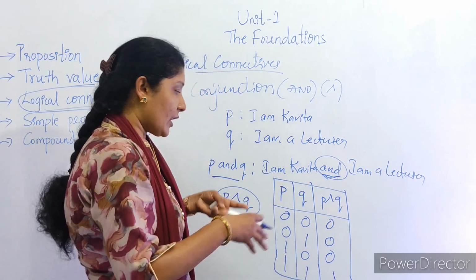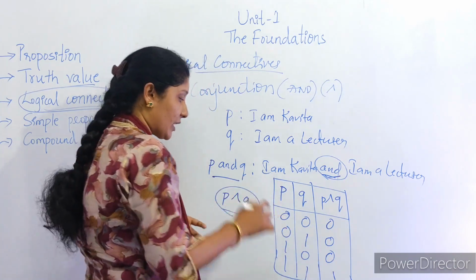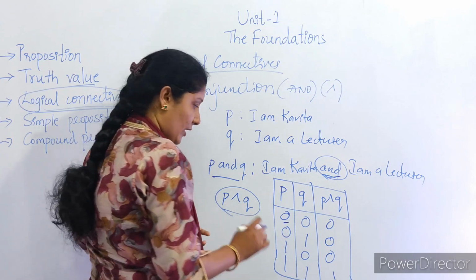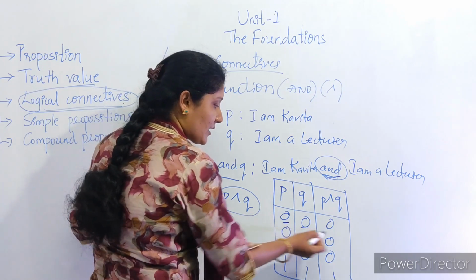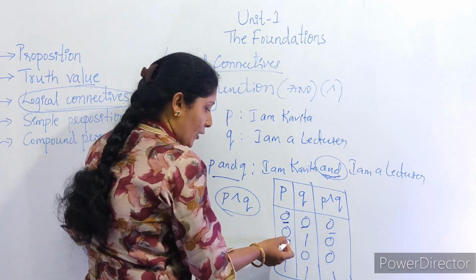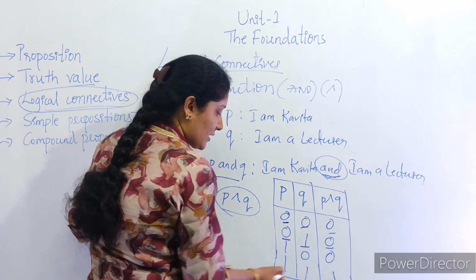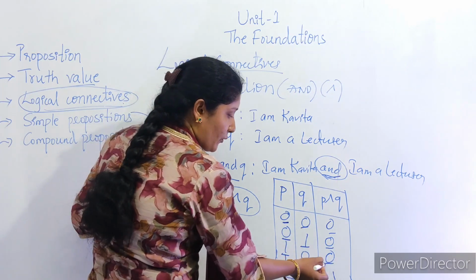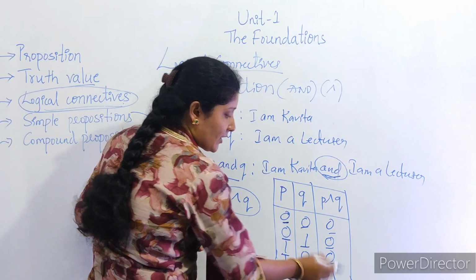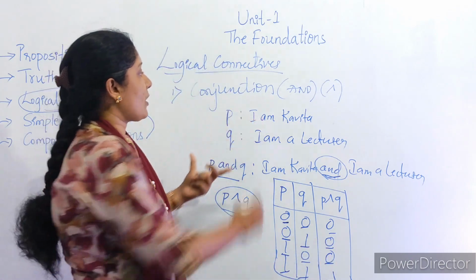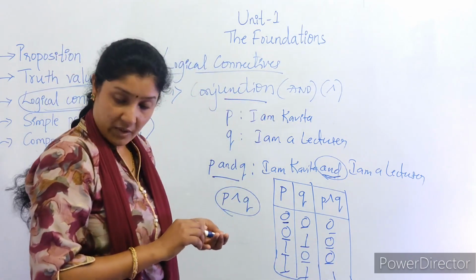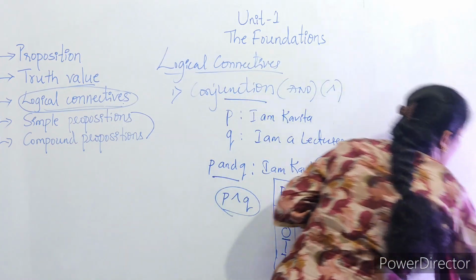So, in terms of true and false value, what does it become? 0 means false. So false, false is false. False, true is false. True, false is false. True, true is true. So this is about conjunction. Now coming to the next logical connective.